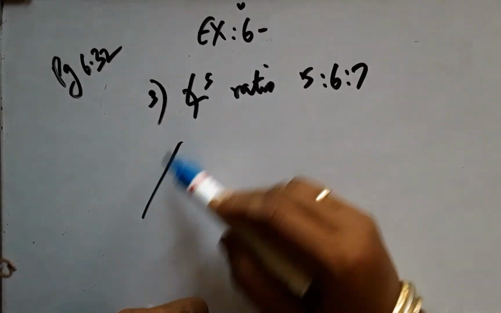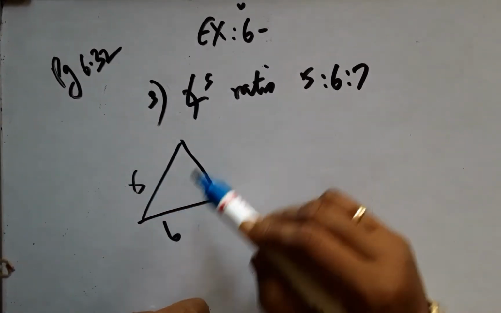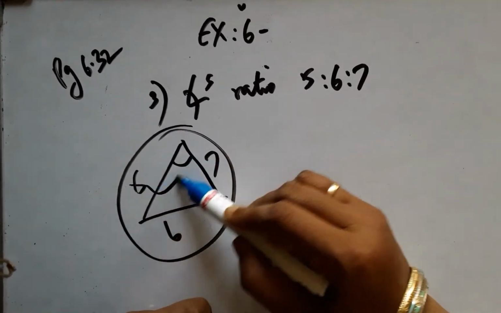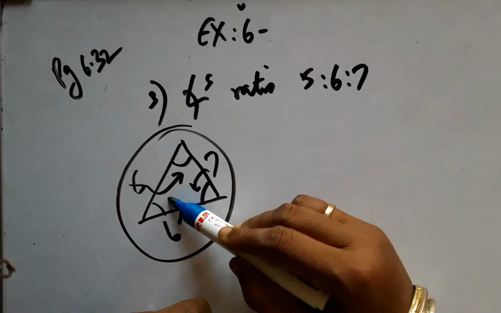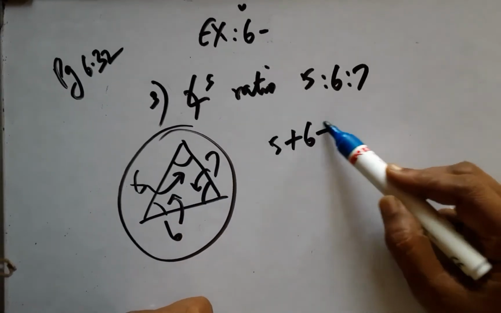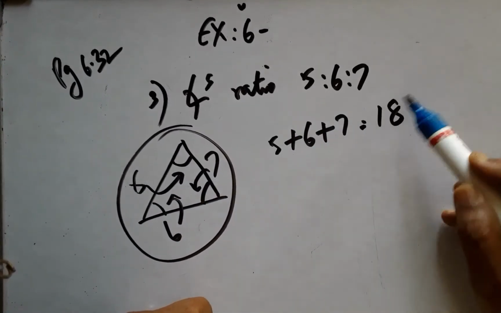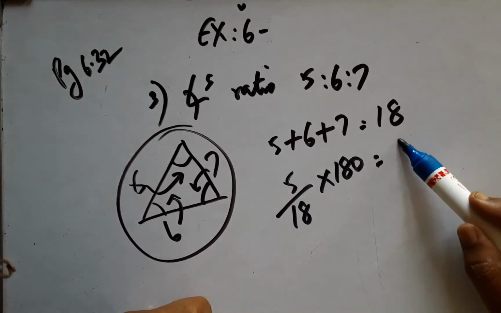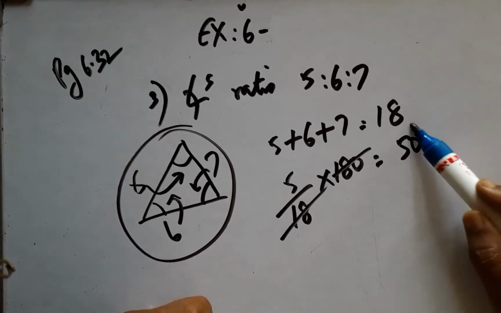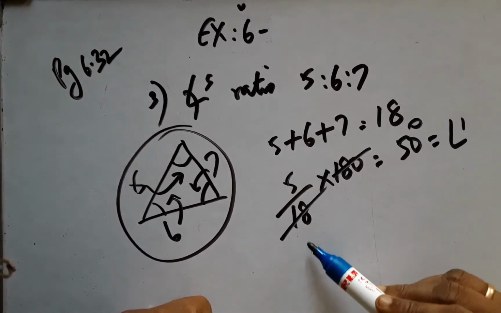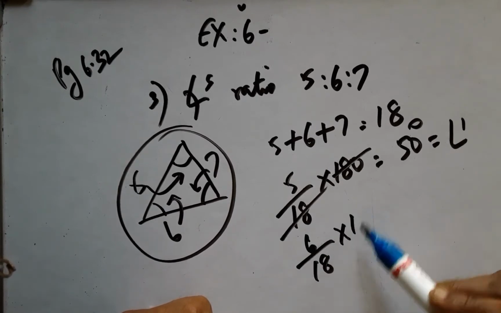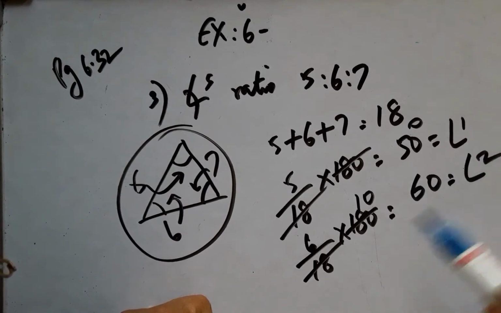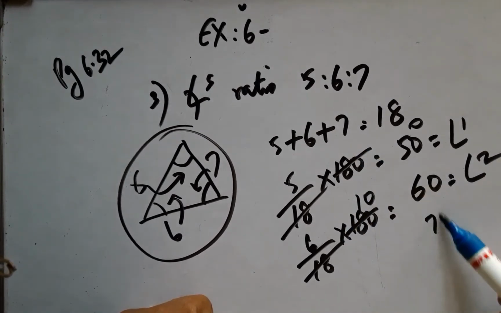The next one is the angles are in the ratio of 5, 6 and 7. Now find the angles. The sum of the ratio will be 18. Therefore 5 by 18 of 180 will be angle 1, which is nothing but 50 degrees. That is the first angle. And the next angle will follow a similar pattern, and therefore it is 60 degrees. The third one will be 70.